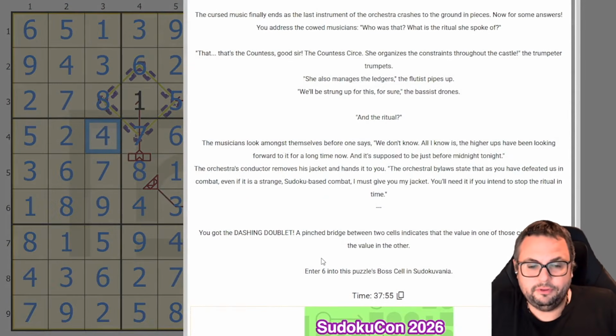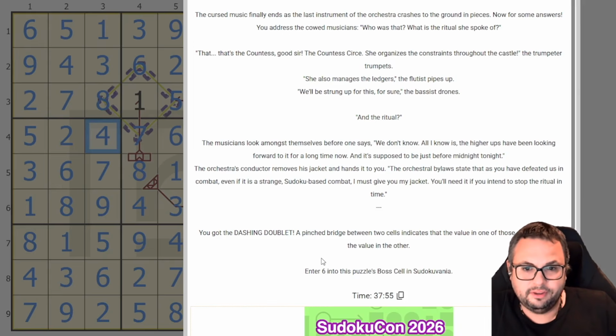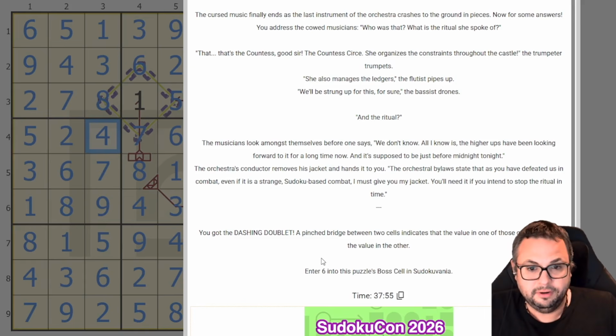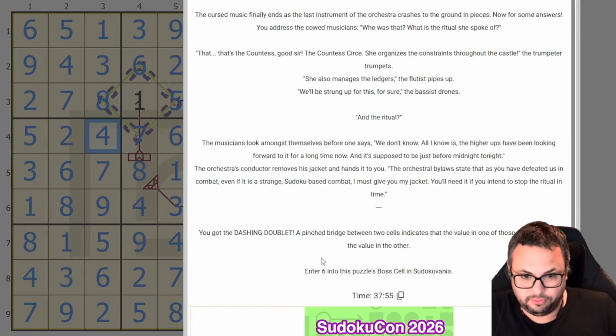Okay, the cursed music finally ends as the last instrument of the orchestra crashes to the ground in pieces. Now for some answers, you address the cowed musicians. Who was that? What was the ritual she spoke of? That's the Countess, good sir. The Countess Circe. She organizes the constraints through the castle, the trumpeter trumpets. She also manages the ledger, the flautist pipes up. We'll be strung up for this for sure, the bassist drones.